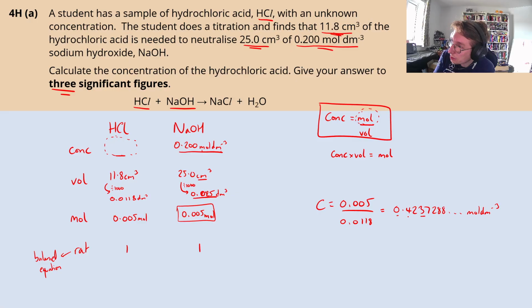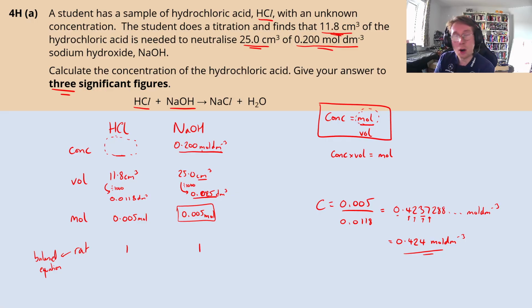So the first non-zero digit is 4, the second is 2, the third is 3, and then we need to look at our fourth digit. Is it greater than or less than 5? It is greater than, so we need to round up. So therefore, to 3 significant figures, our concentration is 0.424 moles per decimeter cubed.